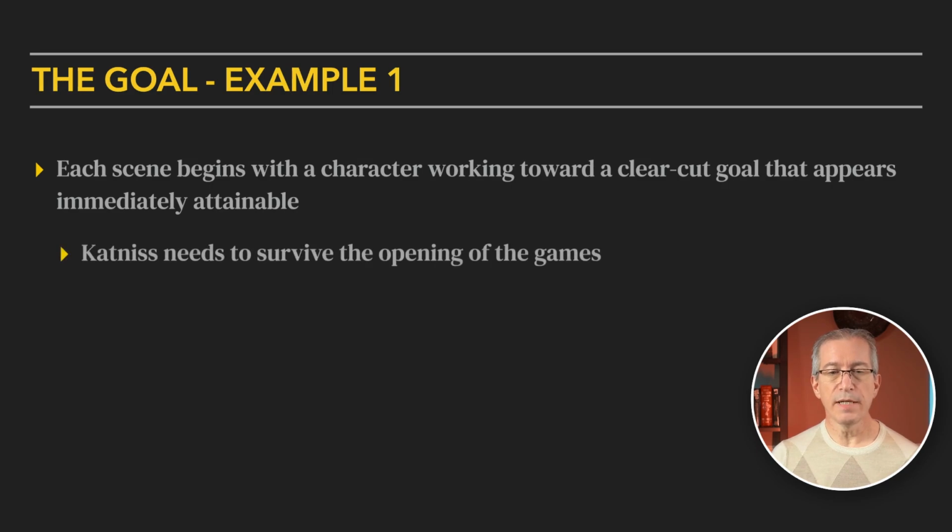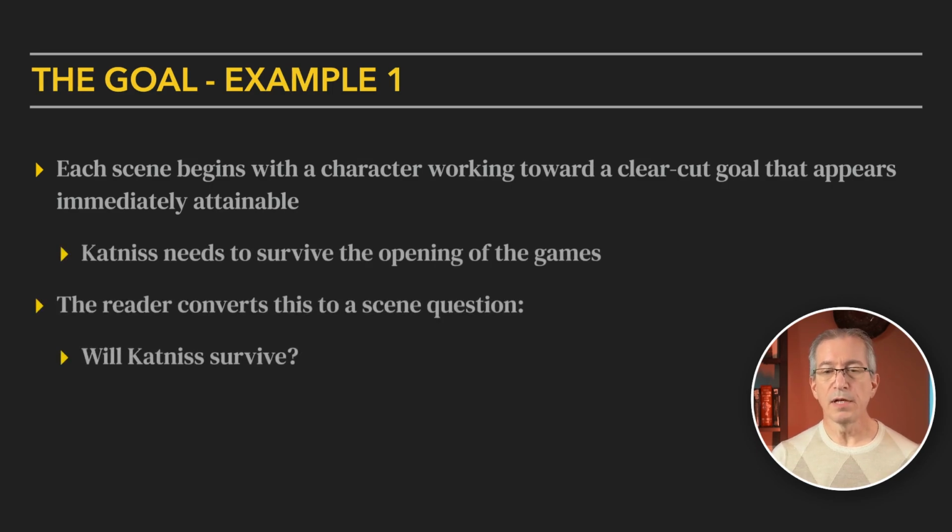So, for example, each scene will begin with the character working towards their goal, and it appears immediately attainable. That's the other important component of a goal. It shouldn't be super far-reaching. It should be immediate, and they should be able to get it at the end of that scene. Early on, Katniss needs to survive the opening of the games. The reader, just as they convert the story arc into a question, converts the scene goal into a question. Will Katniss survive the opening? So the reader does that without even thinking.